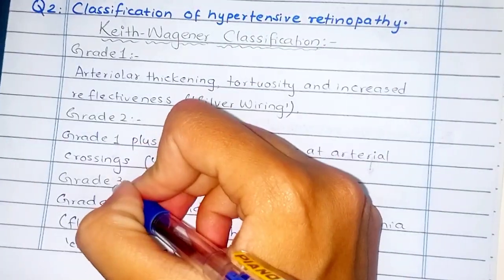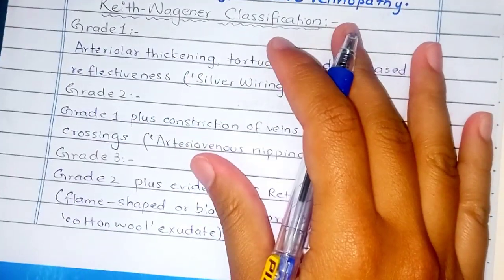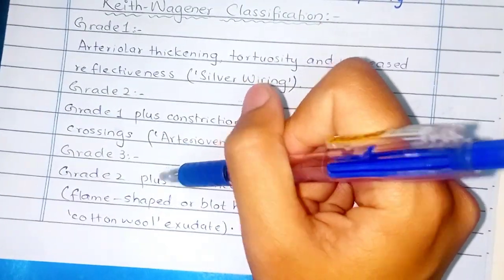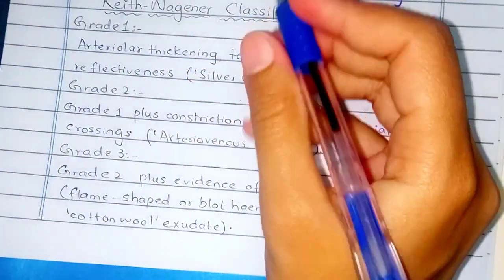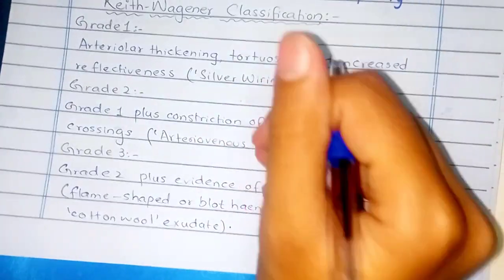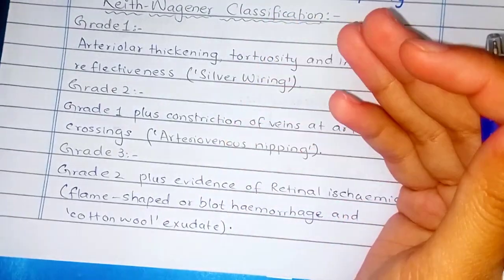Now we have grade 3, and this is basically severe retinopathy. Grade 3 hypertensive retinopathy is characterized by even more severe arteriolar narrowing, extensive AV crossing changes including AV nicking, focal arteriolar narrowing, and retinal hemorrhages.